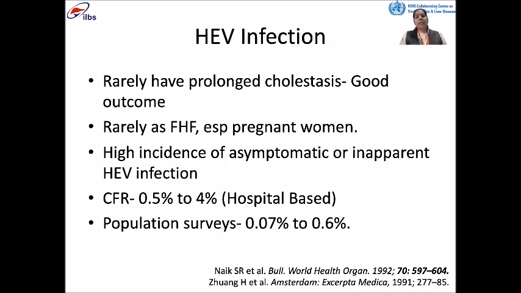Next, let us talk about HEV infection. As I already told, hepatitis A and E infection is very common, and both are acute viral hepatitis infections. HEV infection very rarely has prolonged cholestasis, and there is a good outcome because HEV infection is mostly seen in adults rather than children. Rarely we can see FHF, that is hepatic failure, especially in some pregnant women, and there is a high incidence of asymptomatic or inapparent HEV infection also.